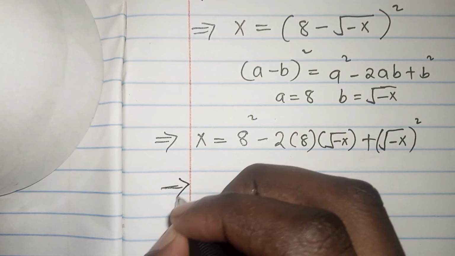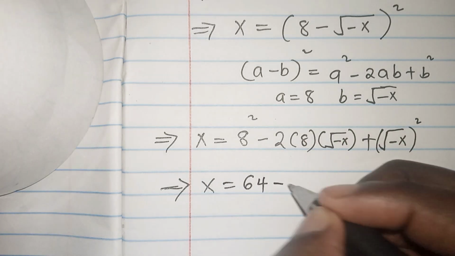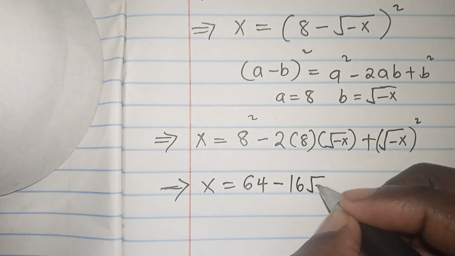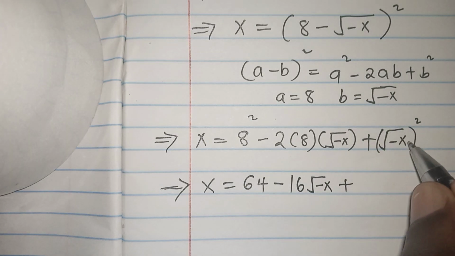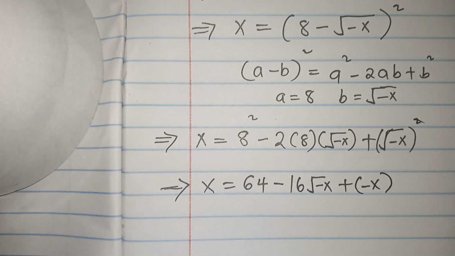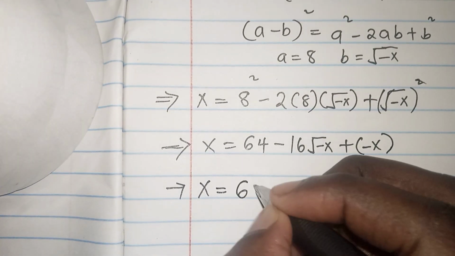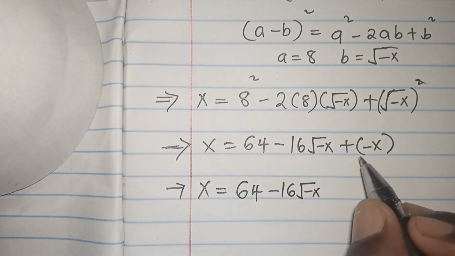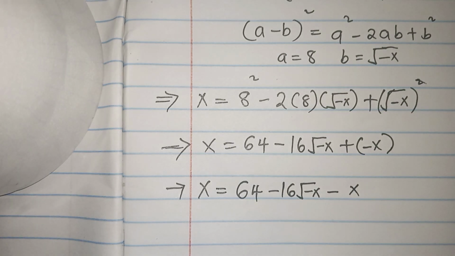So x is equals to 8 squared, which is 64, minus 2 times 8, this gives us 16 square root negative x, plus square root negative x. So this square will cancel with the square root and this will be negative x. Okay, so our next step, x is equals to 64 minus 16 square root negative x. We have positive times negative, so this is negative x, right?